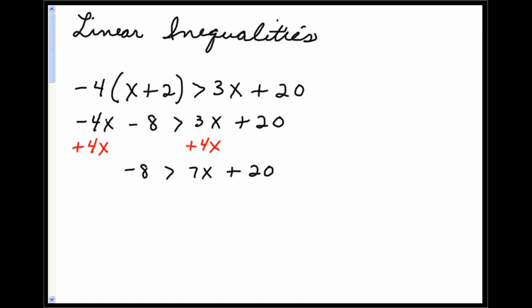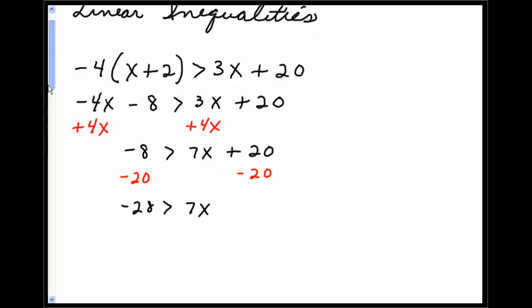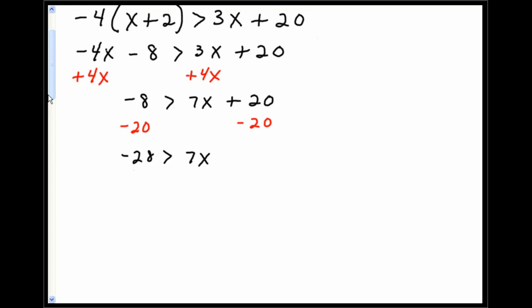Now we need to get the constant terms together on the same side. So subtract 20 from both sides of the inequality. We have negative 28 is greater than 7x. Now we're going to divide by 7. And we have negative 4 is greater than x.